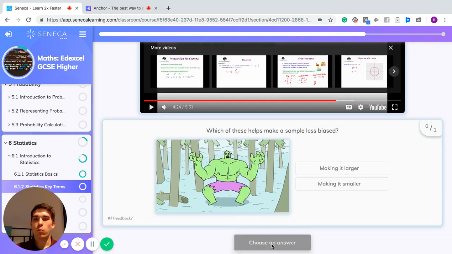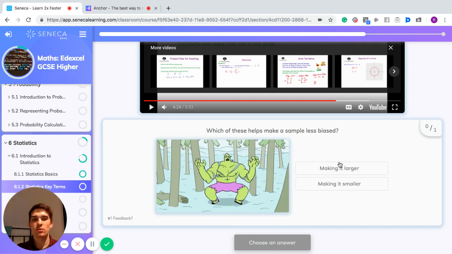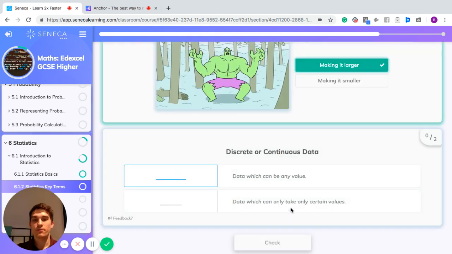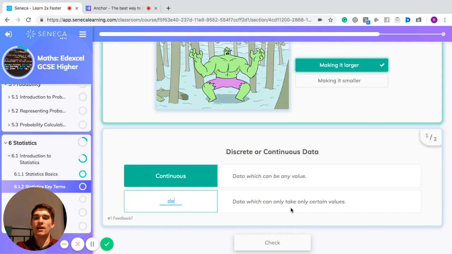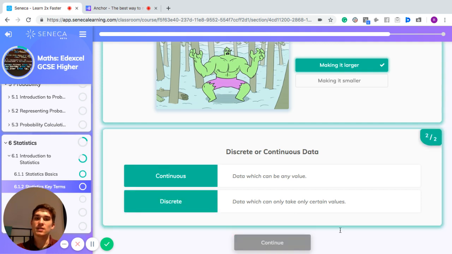Now, what is a way to make a sample less biased? Is it to make it larger or smaller? If you want to make a sample less biased, you can make it larger, and that will do that for you. So to think about continuous or discrete data, data which can be any value is described as continuous, and data which can only take certain values is called discrete.